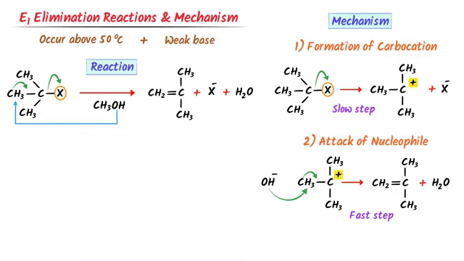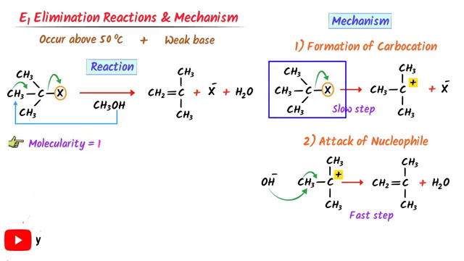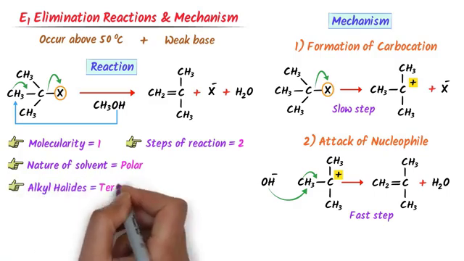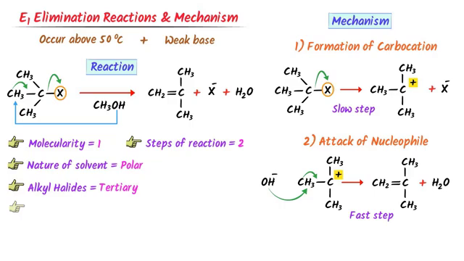Now we will learn some important points about E1 elimination reaction. Remember that the molecularity of E1 elimination reaction is 1 because only one molecule takes part in the slow step. That's why we call it E1 elimination reaction. Secondly, there are 2 steps in E1 elimination reaction. Thirdly, the nature of solvent is polar solvent like water, methanol and ethanol, etc. Fourthly, the nature of alkyl halide is tertiary alkyl halide.